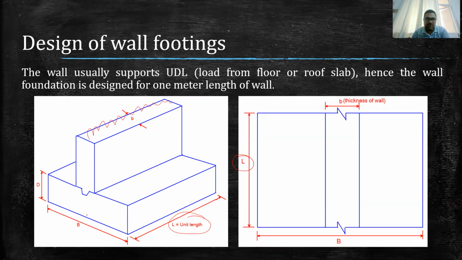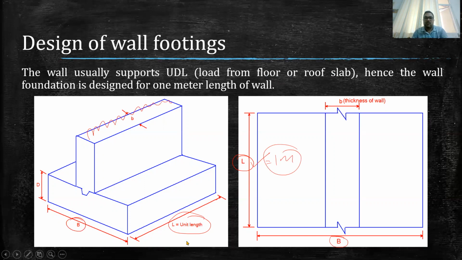And the second dimension which we have to find out is the width of the foundation. So this width is very important for us. And you can also notice that while calculating the size of the footing, one side of the footing will already be known, which will be the unit length, say 1 meter. We are only required to find out the other dimension, which is the width of the wall foundation.